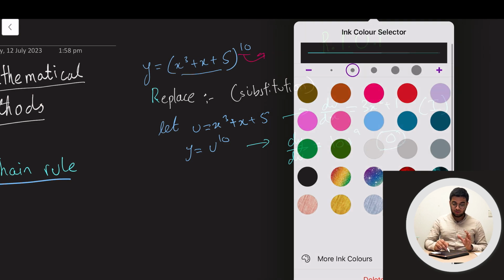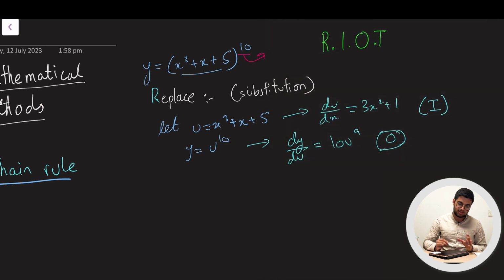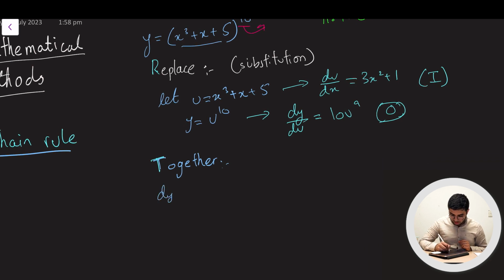Now we do the most important part of this whole process, the T. We've derived two things, and we're now going to put them together. That is why the T. How are we going to put them together? We're trying to find dy on dx, and you take the derivatives that you found and multiply them with each other. You go dy on du times du on dx. It's important to multiply.